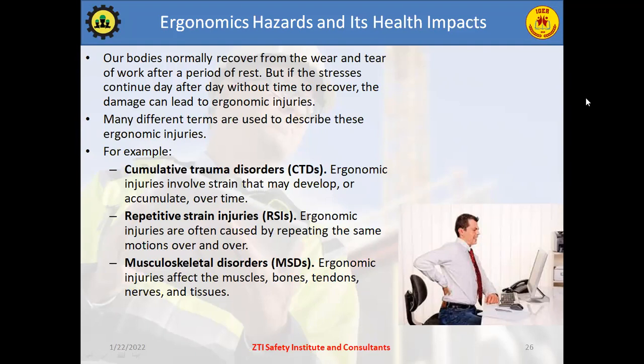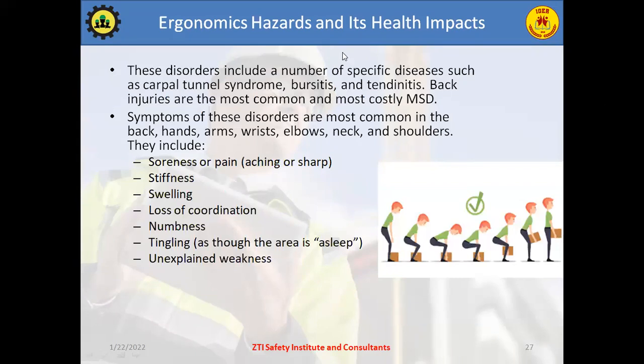So all these ergonomic hazards and conditions are associated with improper body posture of workers who are sitting for a prolonged period of time, and mostly they develop in those workers. These disorders include a number of specific diseases such as carpal tunnel syndrome, bursitis, and tendinitis. Back injuries are the most common and most costly MSDs.